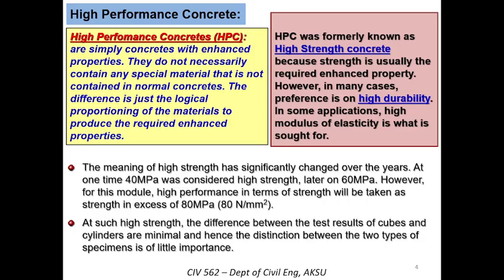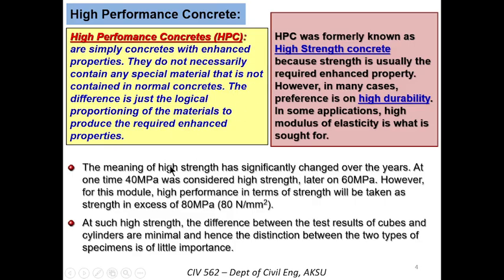So let's look at high performance concrete. Now, high performance concrete is simply concrete with enhanced properties. That is, concrete in which particular required properties have been enhanced, and it does not necessarily contain materials that are not there in normal concrete. They contain the same materials that are in normal concrete, just that these materials are logically proportioned in a way that will give the required enhanced properties.